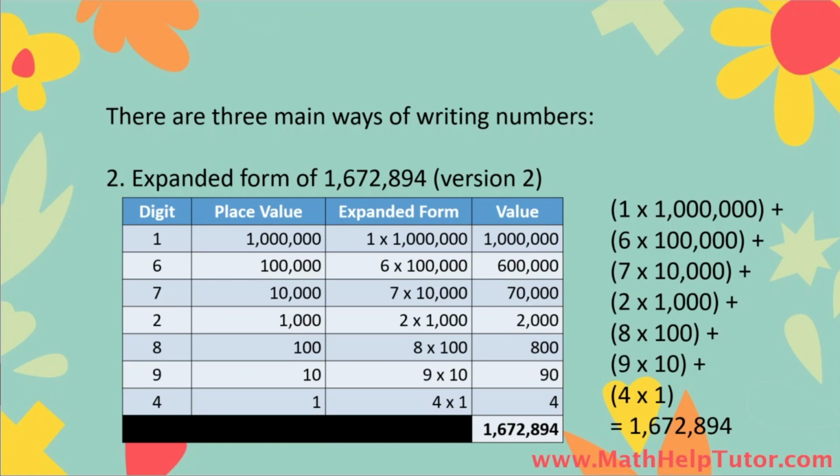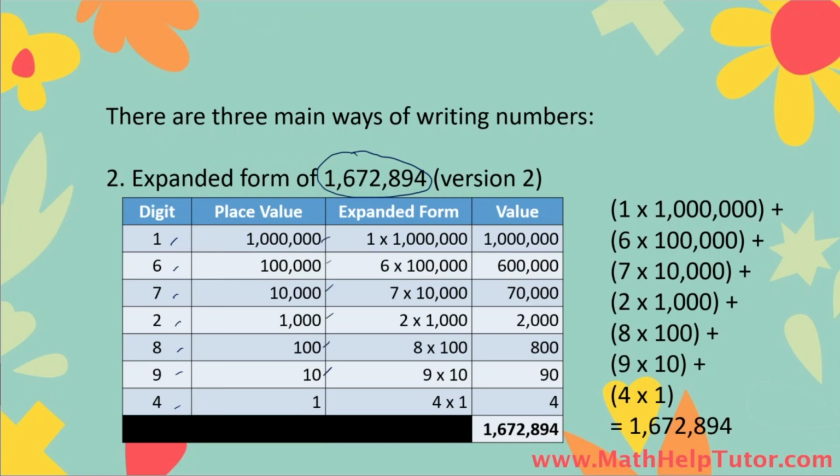The second version of writing the expanded form of a number is to show not only the addition steps between each of the values of each digit, but also the multiplication step of each of the digit and the place value combination. So again, we have the number 1,672,894 written in standard form. So what we do is we take note of all of the digits of our number and also the corresponding place value of each digit.